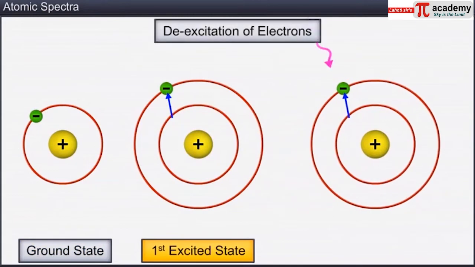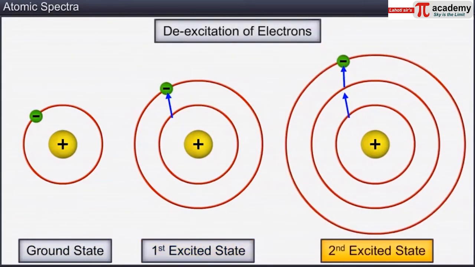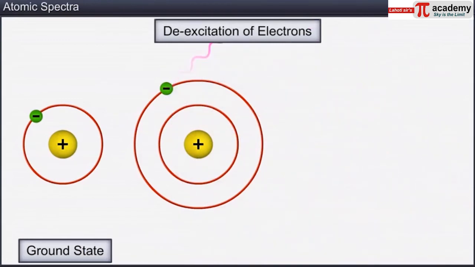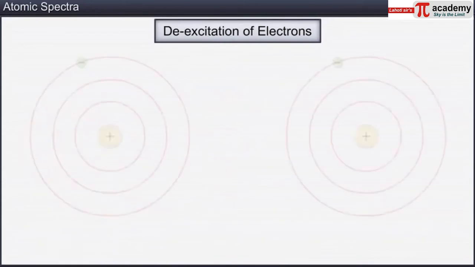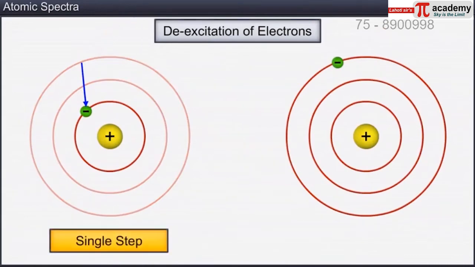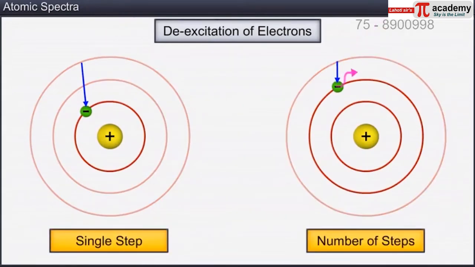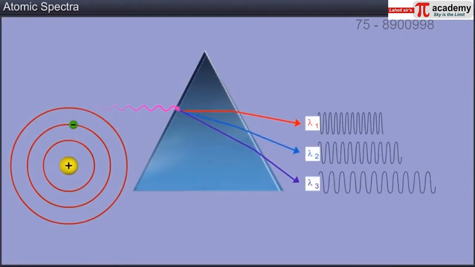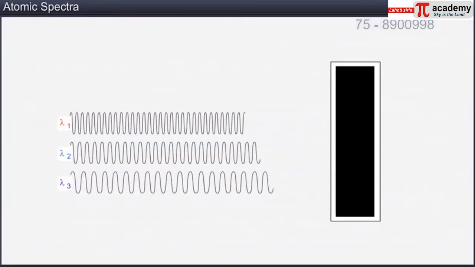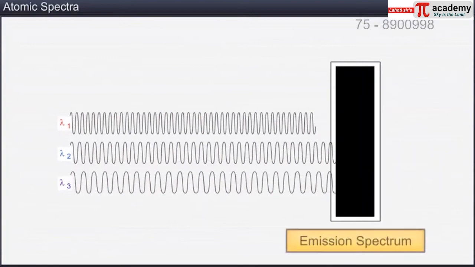As the atoms are unstable in their excited states, they tend to revert to its original state, called the ground state, by emitting the same amount of energy that it had absorbed earlier. This energy can be emitted in a single step or in a number of steps. Depending on the amount of energy emitted, a radiation of particular wavelength is obtained. The spectrum of radiation emitted by an atom is called emission spectrum.